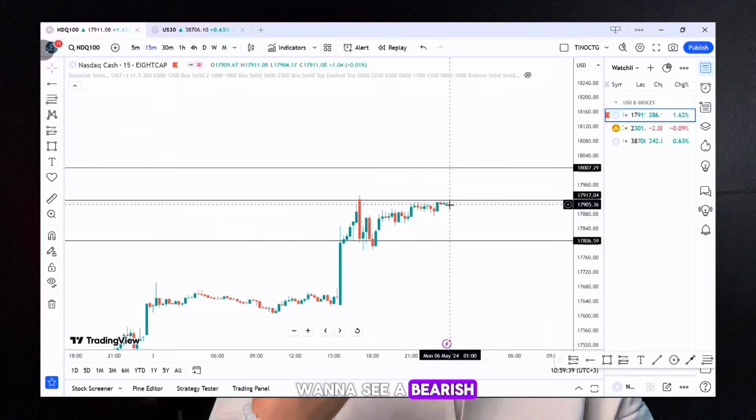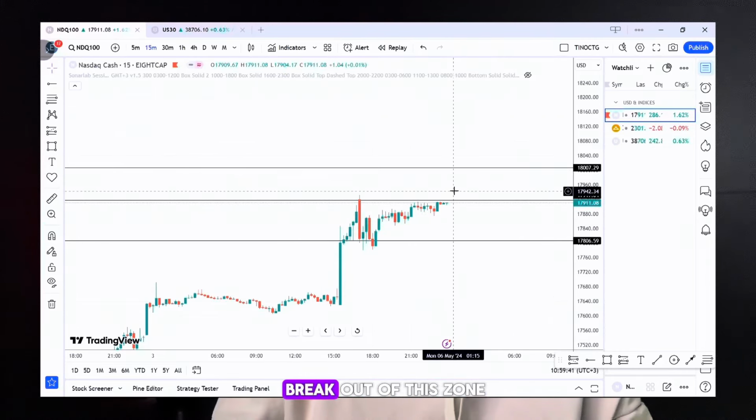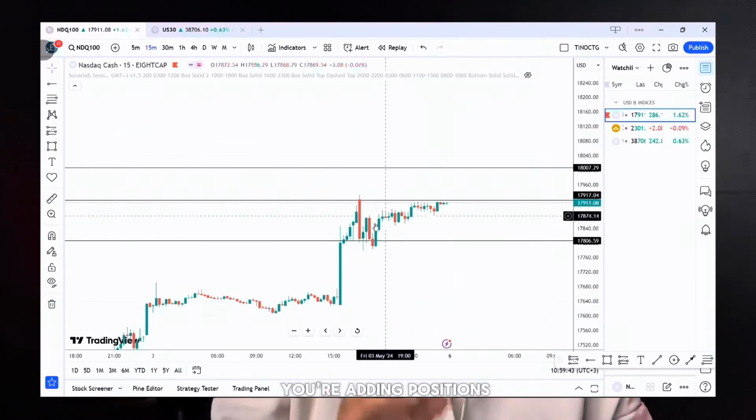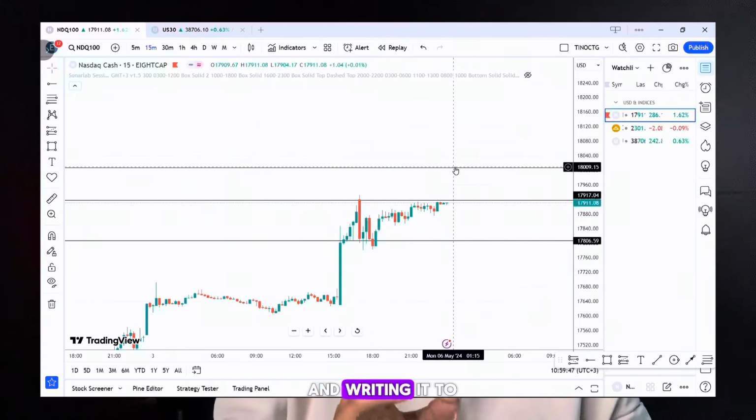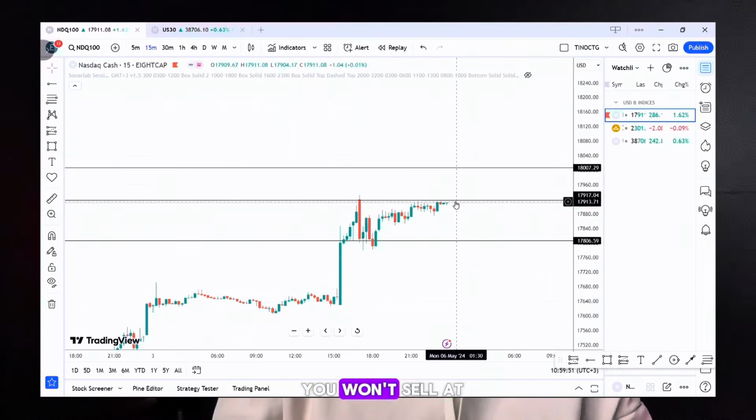You want to see a bearish engulfing candle or a breakout of this zone, then you know that you're adding positions if you had buying positions to this zone, or you're entering your buying positions and riding it to the next level that we had. But if you see selling momentum, you won't sell at this zone. You have to wait for it to break this particular zone right over here and then ride it down to the next level.